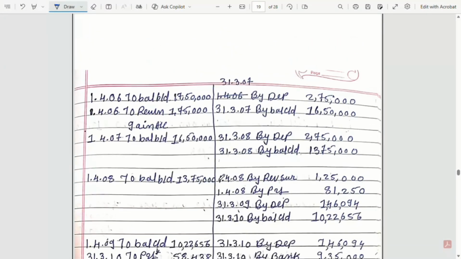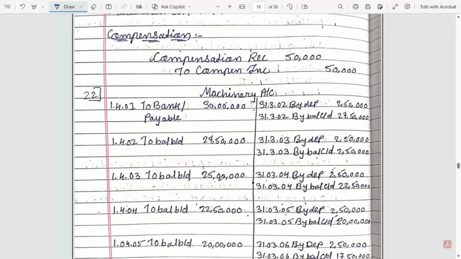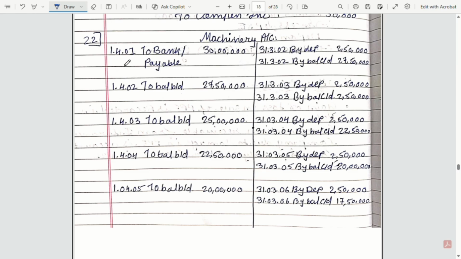अभी हम लोग मशीनरी अकाउंट बनाते हैं, तो उसमें on 1st April 2001 पूरा 30 लाख का आएगा. ठीक है, हम लोग का मशीनरी.